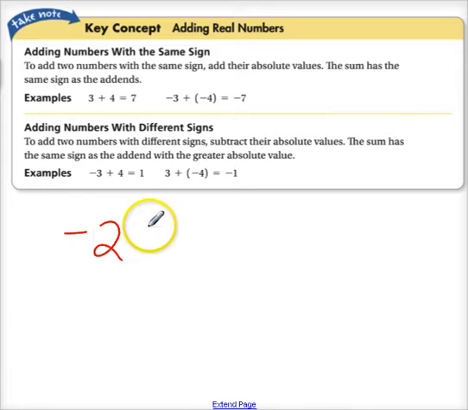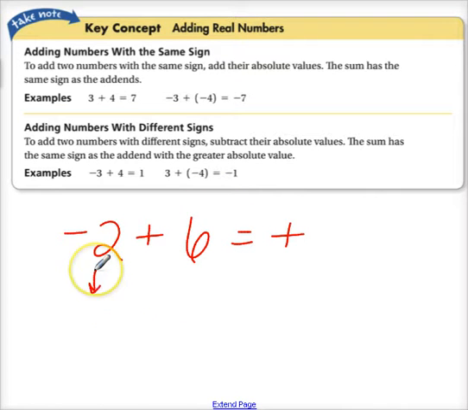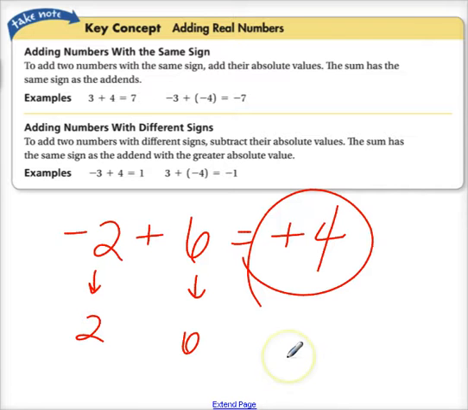Negative 2 plus 6. Okay, so we're adding two numbers and they have different signs. Well, right away I know my answer is going to be positive because the number that's greatest is positive. The absolute value of negative 2 is 2. The absolute value of 6 is 6. I subtract them. 6 minus 2 is 4. My answer is a positive 4.